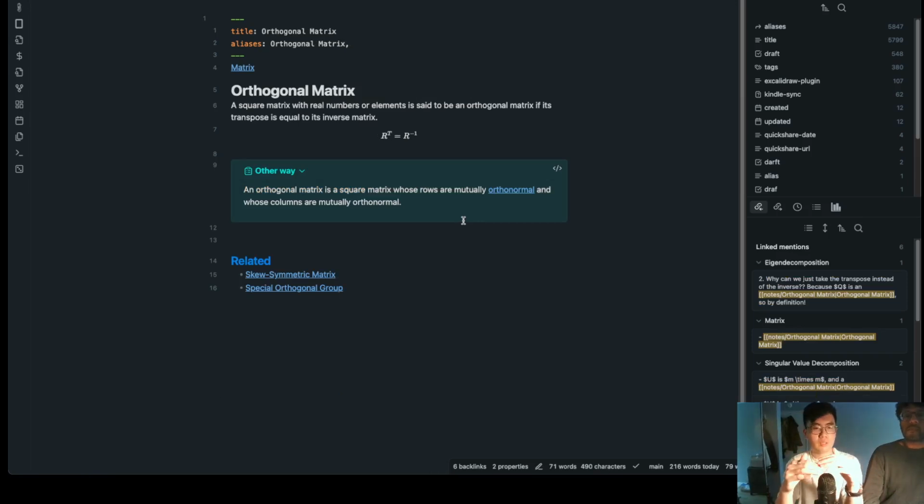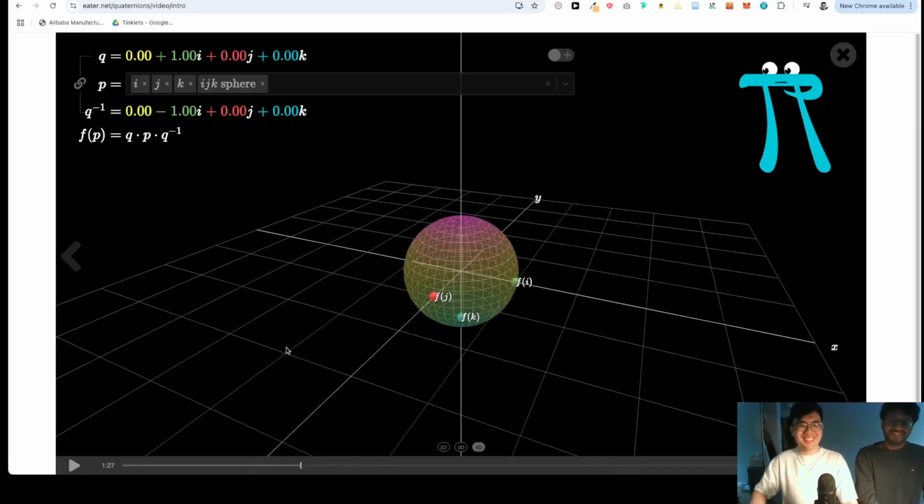Rows are mutually orthonormal, and columns are mutually orthonormal. So they're orthogonal and they're normalized. Yeah, that's a really cool matrix. Did you know the rows also have lengths that sum to 1, not just the columns? I guess so. Okay, I don't think I knew that. Okay, we don't need to know that.